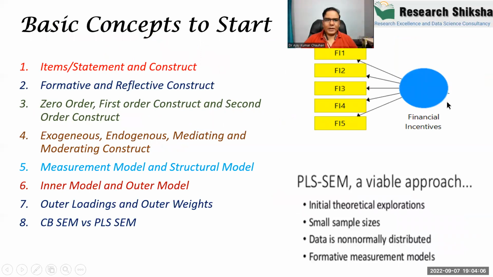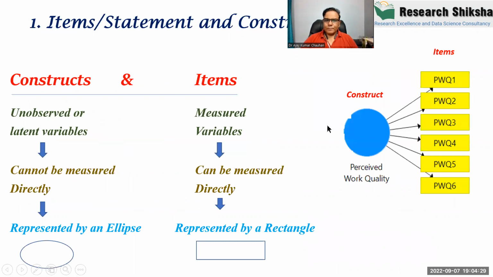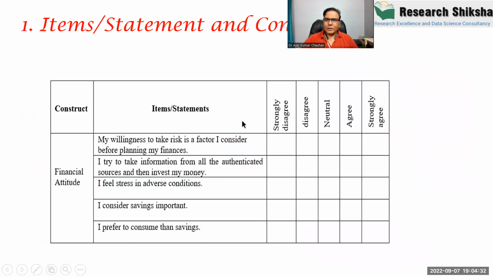In SmartPLS, we will make diagrams using the yellow rectangles, which represent the statements, and the blue circles, which represent the construct. Construct is latent. It is also known as factor, latent variable, construct, and there are many names for this. And normally, when you see the questionnaire, these are the statements, also known as items, and this is the construct.